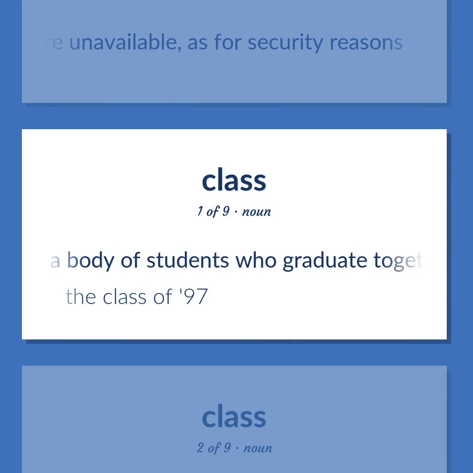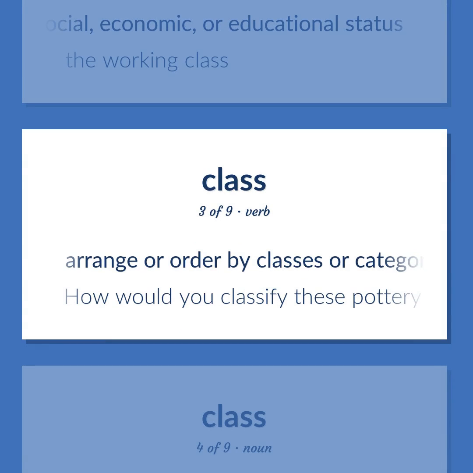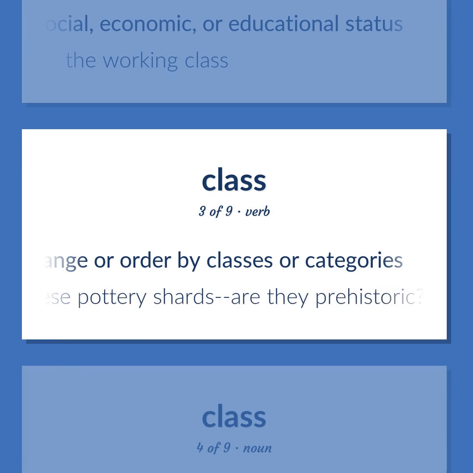A body of students who graduate together. The class of 97. People having the same social, economic, or educational status. The working class. Arrange or order by classes or categories. How would you classify these pottery shards? Are they prehistoric?